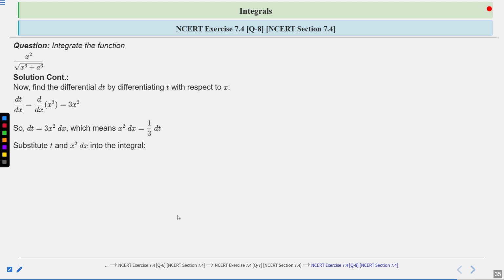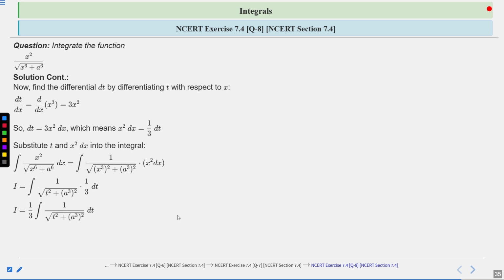Now substitute t and x square dx into the integral. The integration of x square dx upon root over x to the power 6 plus a to the power 6 is equal to the integral of 1 upon root over x cube squared plus a cube squared into x square dx. So we can write I is equal to the integral of 1 upon root over t square plus a cube squared into 1 by 3 dt. So I will be equal to 1 by 3 integral of 1 dt upon root over t square plus a cube squared.